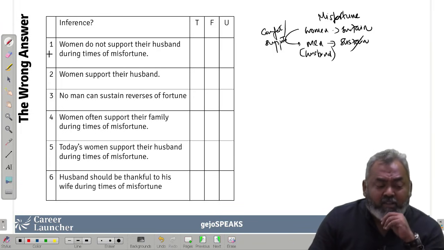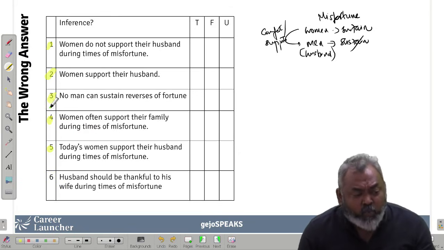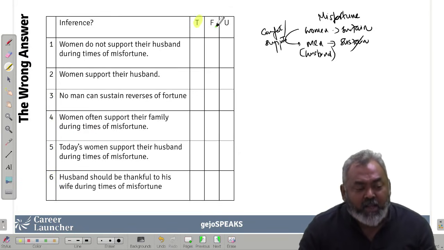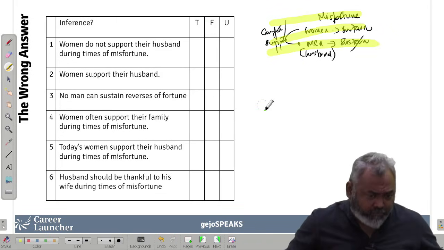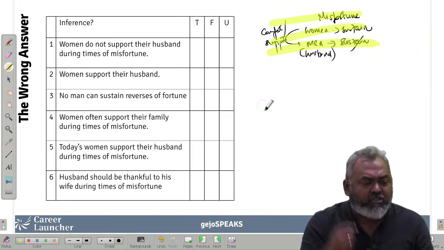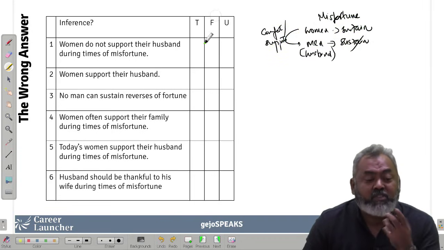Now I have these statements, 1, 2, 3, 4, 5, 6, actually 16. So let's look at whether each is true, false, or uncertain, based on the information that we have here. True, if it's 100% true. False, if it contradicts what is mentioned, and uncertain if we do not have enough information at all. So let's go statement by statement.